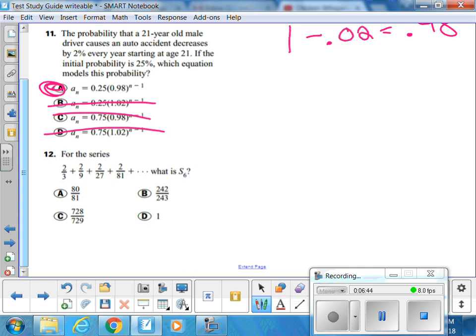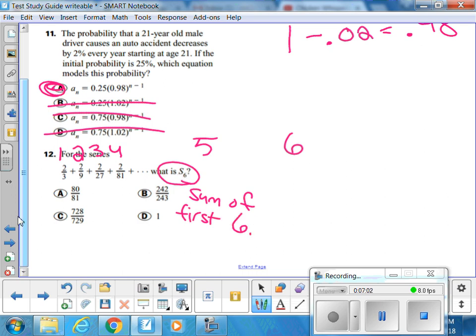Oh, okay. All right, they want to know what the 6th term is. I would just probably continue on my journey. This is term 1, term 2, term 3, term 4. Let's just find term 5 and term 6. Oh, my bad. They want the sum of the first 6. S6 is sum of first 6. So I'll figure out what term 5 and 6 is, then I'll just add them all together. Okay?